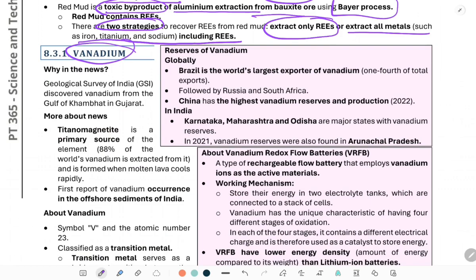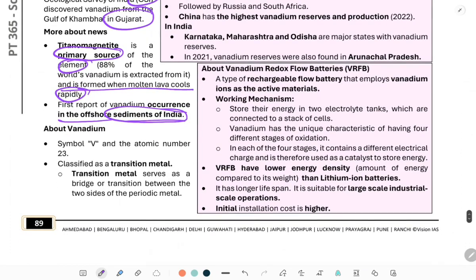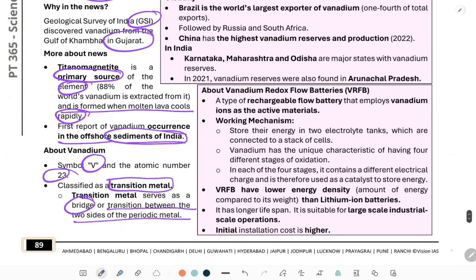Next, vanadium. The Geological Survey of India, GSI, discovered vanadium in the Gulf of Khambhat in Gujarat. Titanomagnetite is a primary source of the element and is formed when molten lava cools rapidly. This is the first report of vanadium occurring in the offshore sediments of India. We'll see about vanadium: the symbol is V and the atomic number is 23. It is classified as a transition metal. It serves as a bridge or a transition between the two sides of the periodic table.